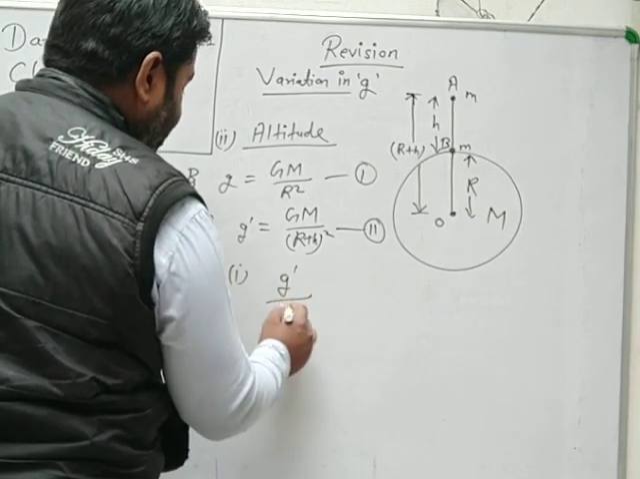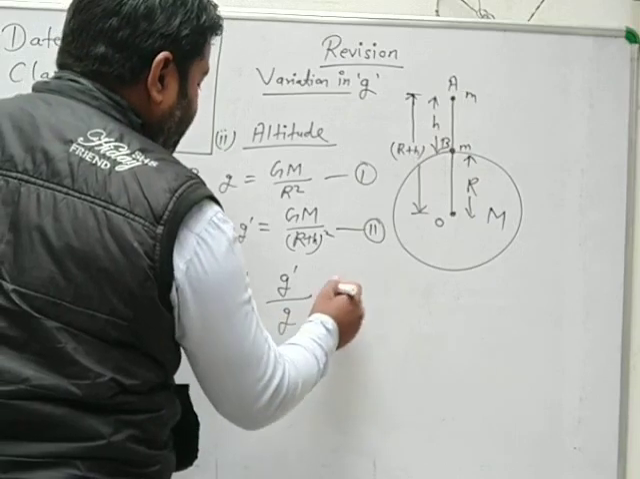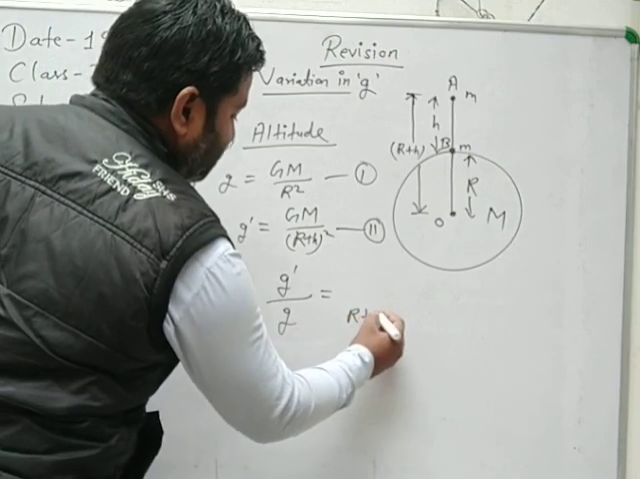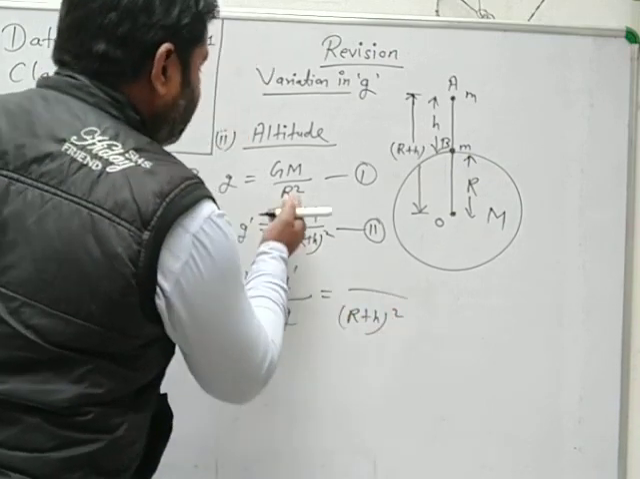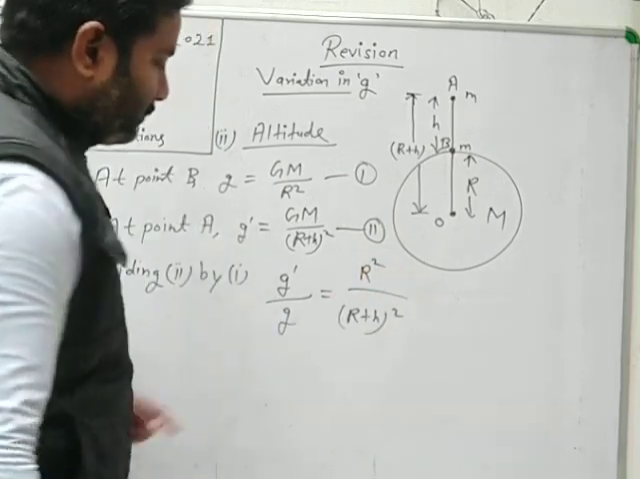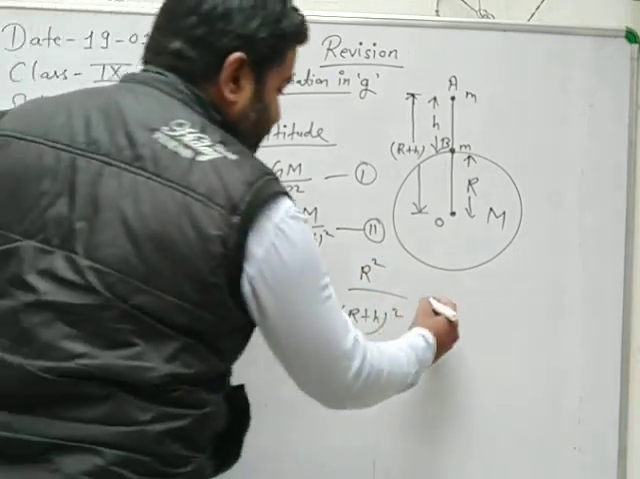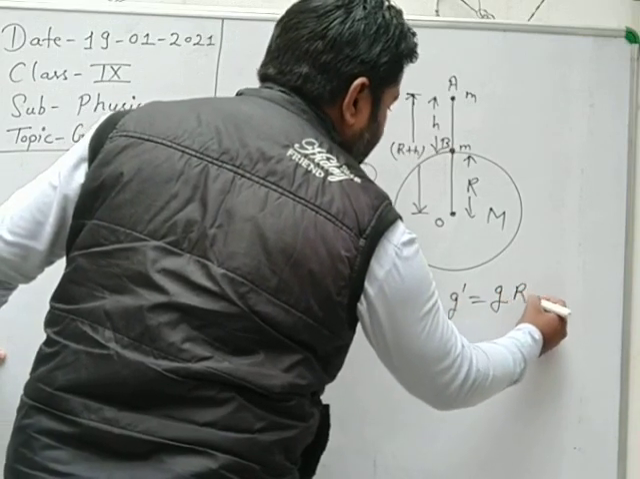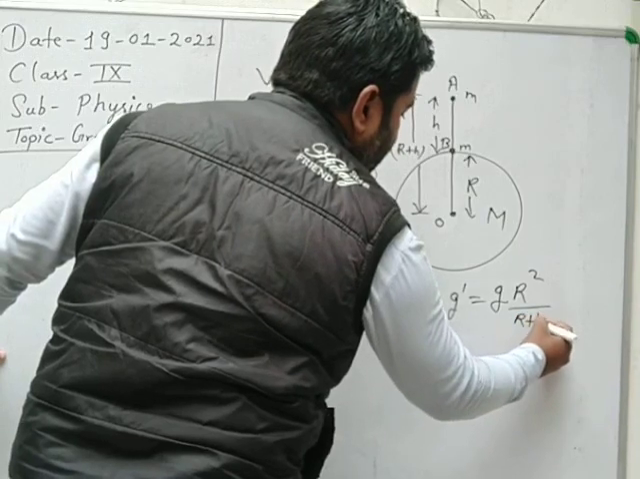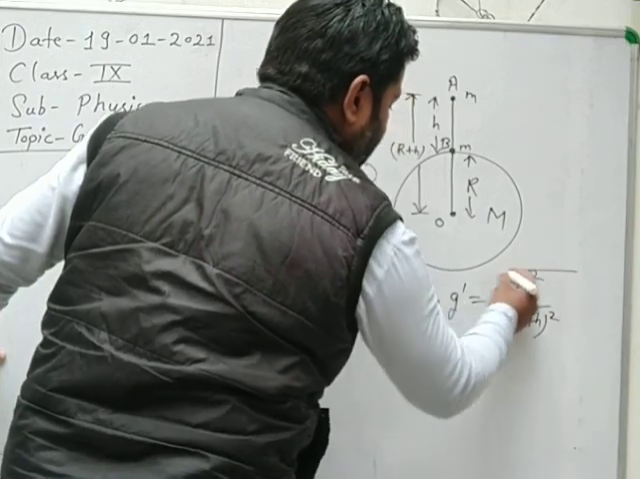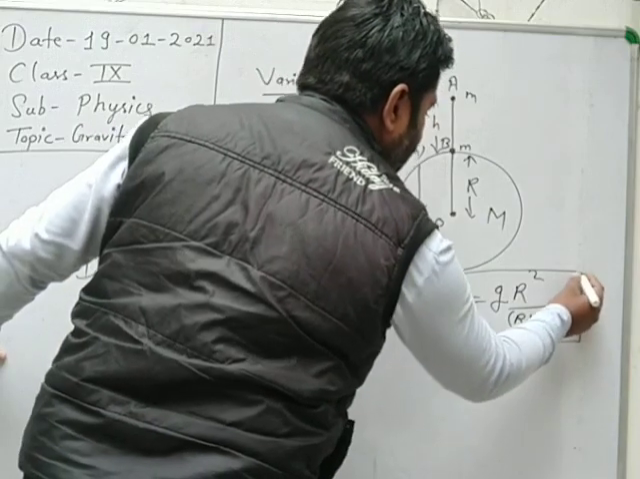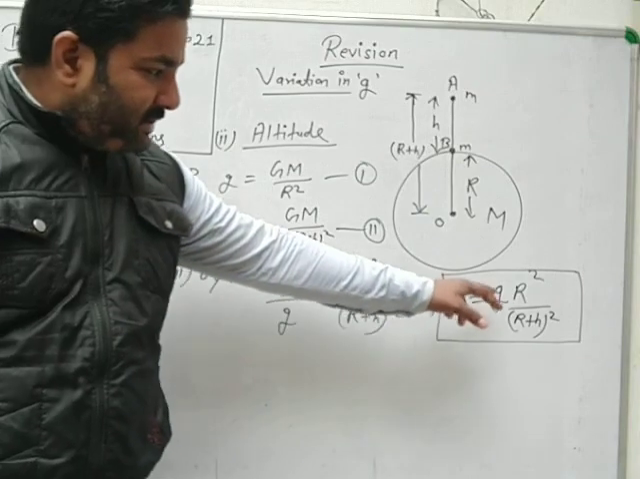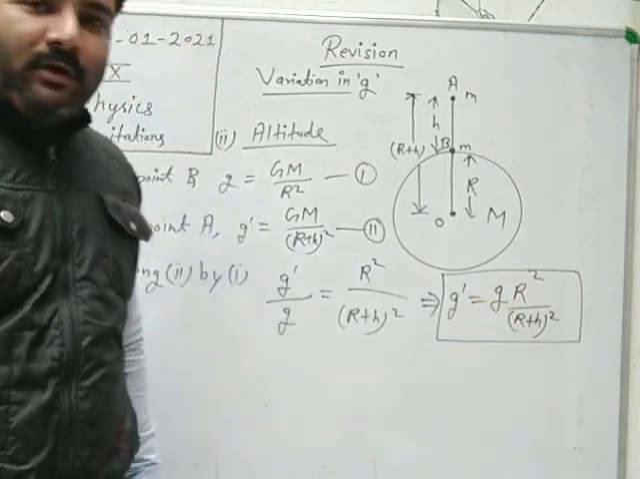So g dash upon g is equal to g dash, and the denominator will also be r plus h whole square, and the numerator will be shifted r square. So g dash is equal to g r square upon r plus h whole square. Clear? This is the formula for calculating the variation in acceleration due to gravity. g dash is equal to g r square upon r plus h whole square.